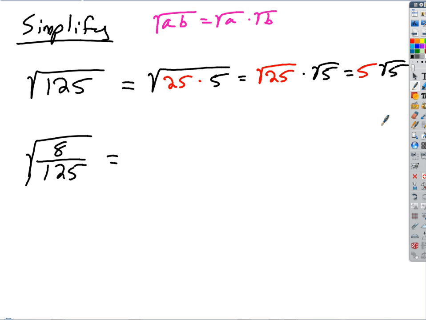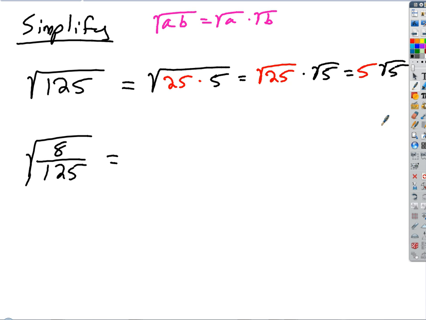Good. And so our goal, whenever we're simplifying radicals, is always just to get as much out of the radical as possible. That make sense? Okay. What about the one on the bottom? First of all, we always want to ask, can we simplify that fraction?